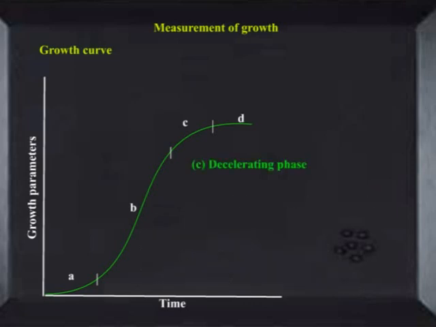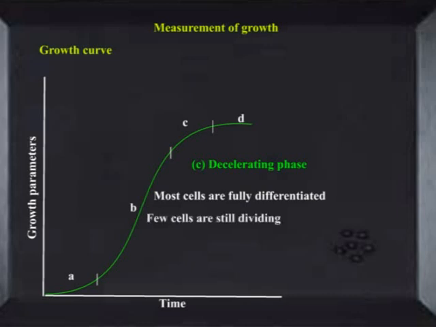Stage C is the decelerating phase, and this is the third phase during which time growth becomes limited as a result of the effect of some internal or external factors or the interaction of both. The slow growth rate is due to the fact that most cells are fully differentiated and are therefore not dividing. Few cells are still dividing.